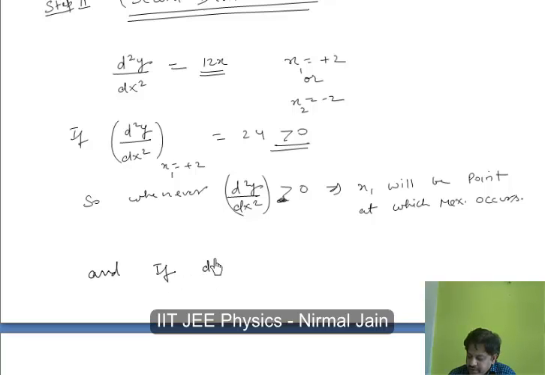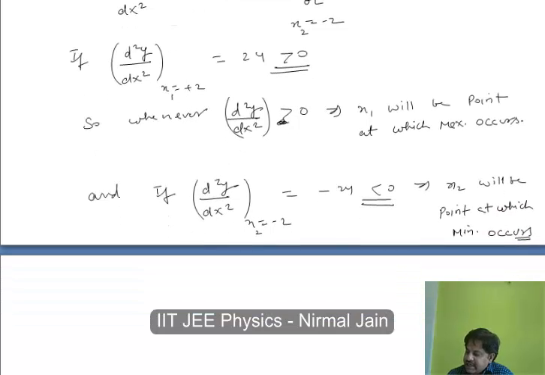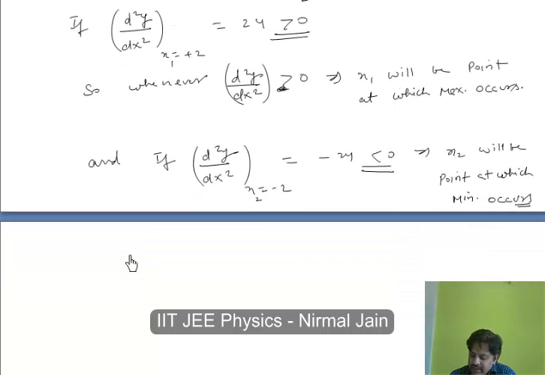And similarly, d2y by dx2 at x equal to minus 2 is minus 24, which is less than 0, so let it be x2. So we say that x2 will be the point at which minima occurs.